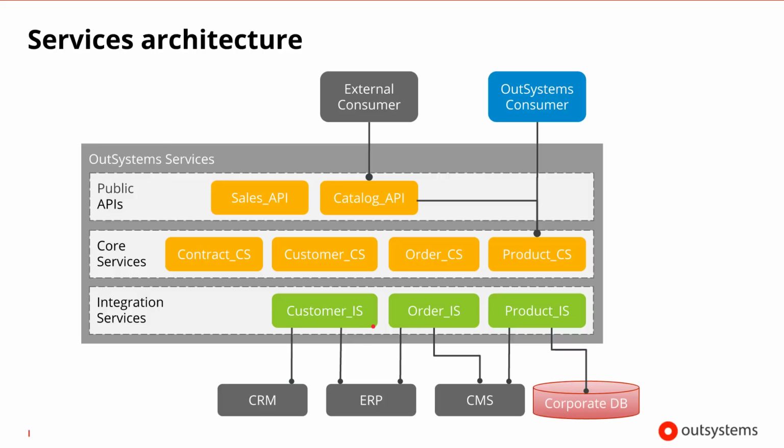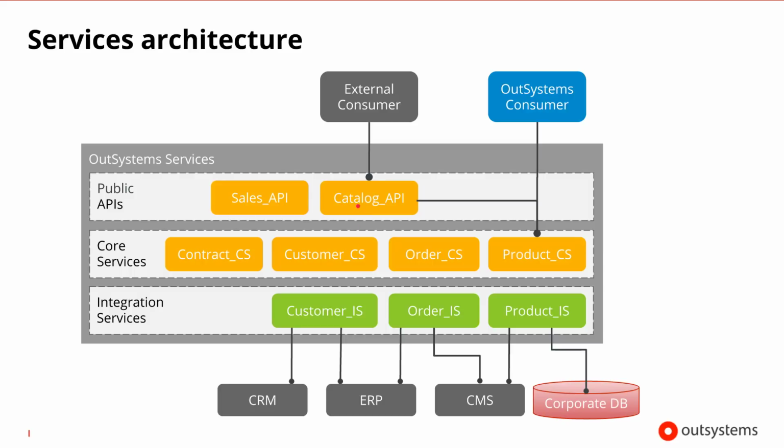Due to the layered structure of the services architecture, the core services don't need to be concerned with any of those details, because the integration service in the library layer is taking care of the mapping from the external system to the normalized internal abstraction.